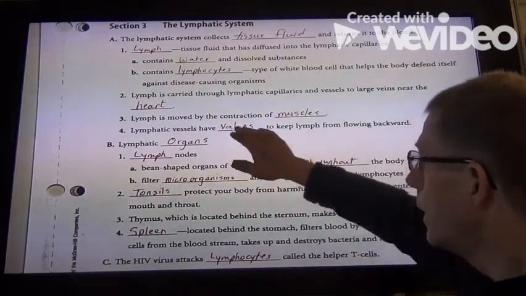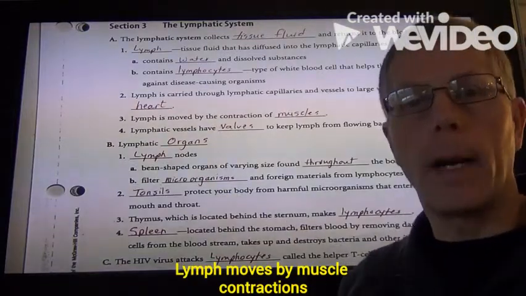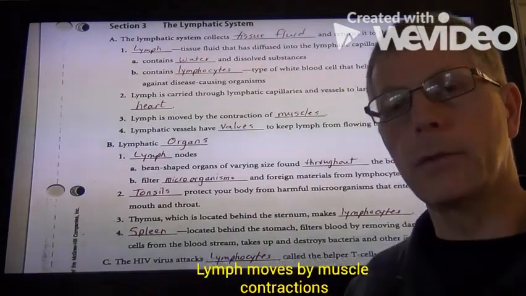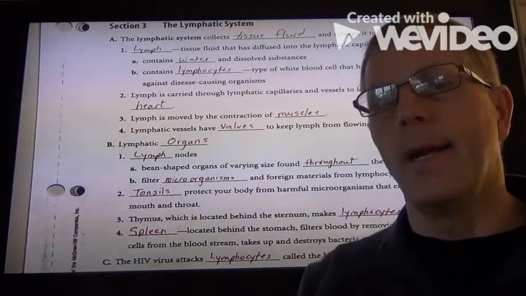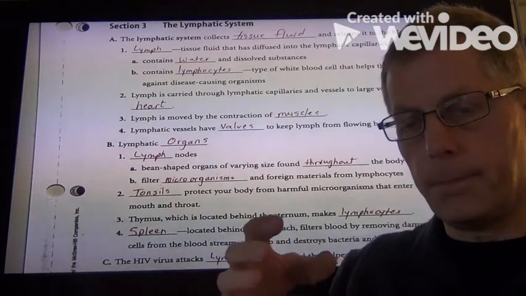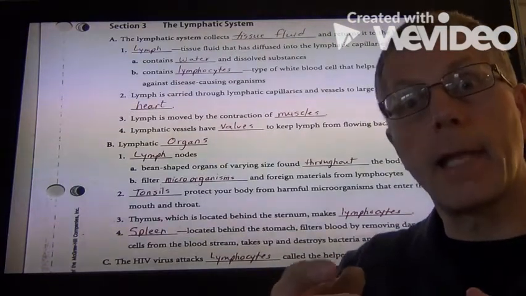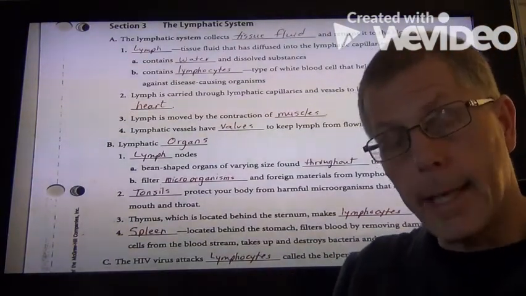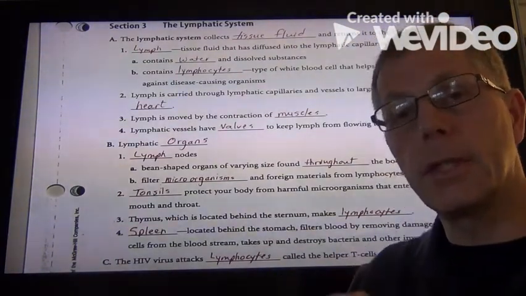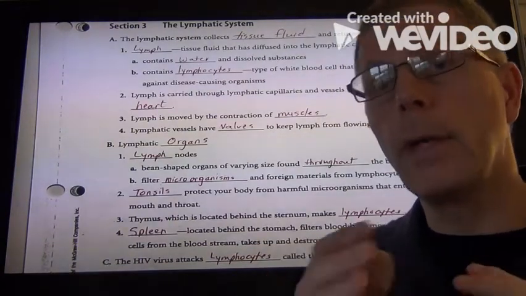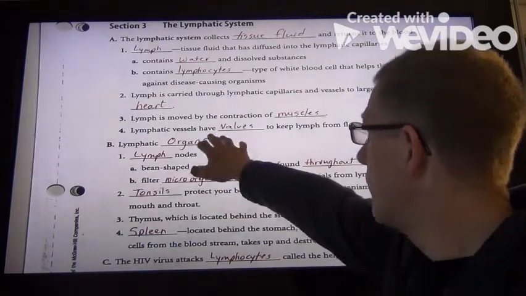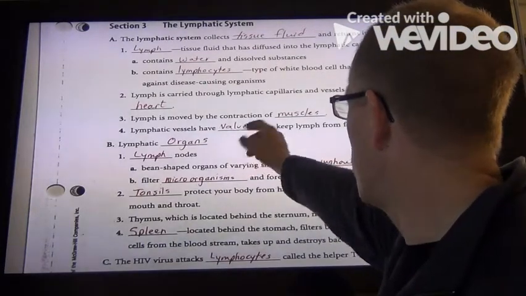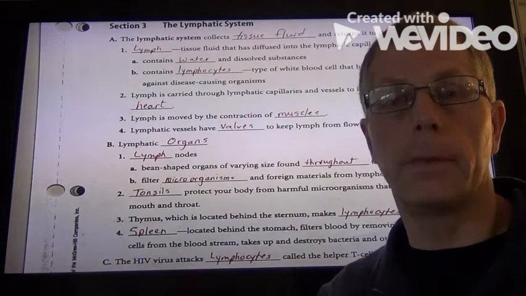Lymph is moved by when our muscles contract. When we yawn, stretch, those type of things will help move the fluid throughout our body. There's no real vessels like arteries and veins or capillaries that the lymph moves through. It's just what we call interstitial fluid. It's between all of our cells and organs and things. There are some vessels that help keep the lymph from flowing backwards.